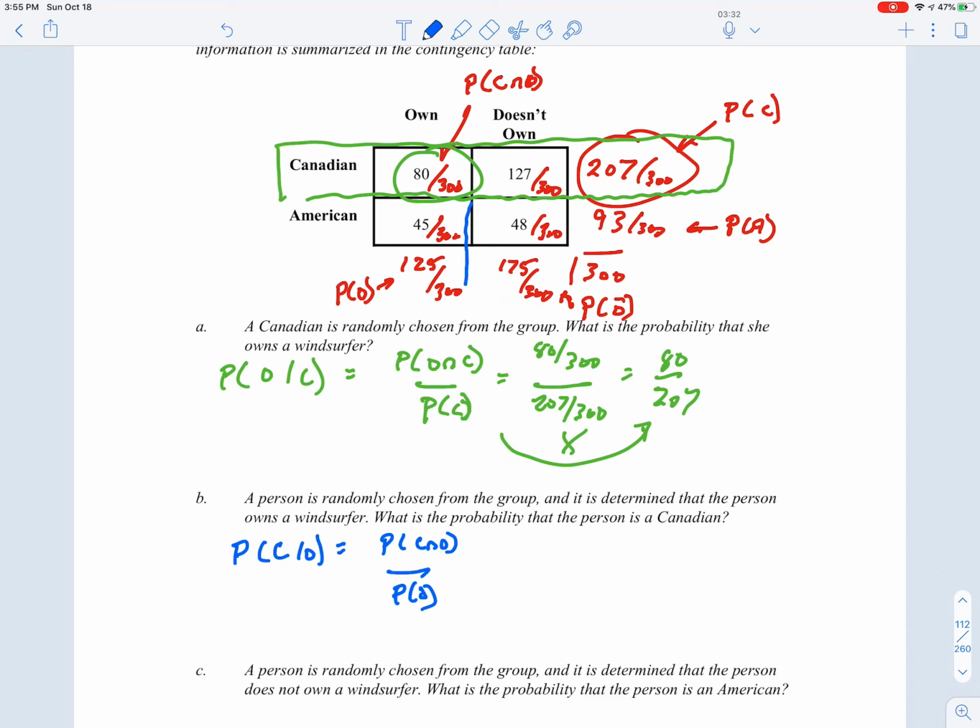So what we're doing here is now we're focusing in on this part here. And we're still looking at that 80 over 300, pardon me. But the denominator is the 125 who own a windsurfer. So the answer then is 80 over 125.